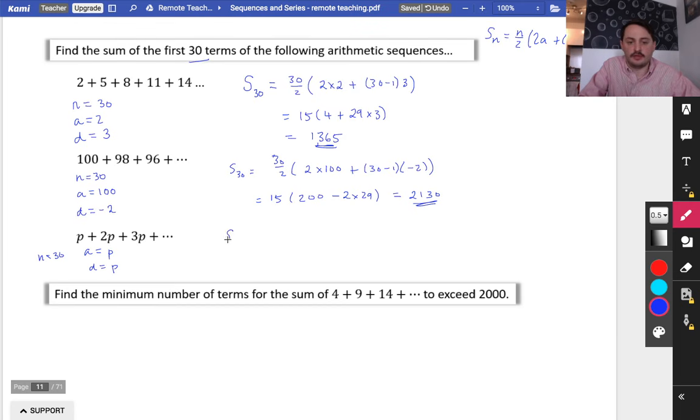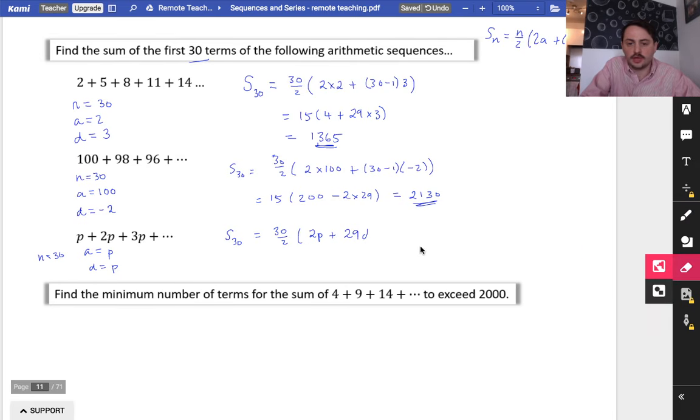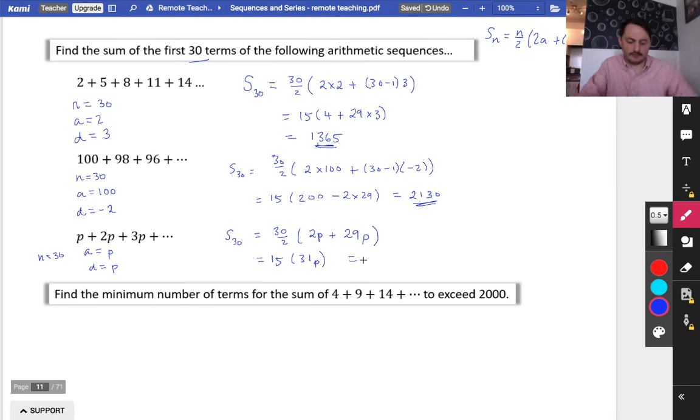So we're just going to say that the sum of the first 30 terms is equal to n over 2, so that's 30 over 2, brackets 2 times a, which is just 2p, plus n minus 1, let's go a bit quicker, n minus 1 multiplied by the common difference, and the common difference is p. So that's 15 multiplied by 31p, and 15 multiplied by 31 is 465. So it is 465p.